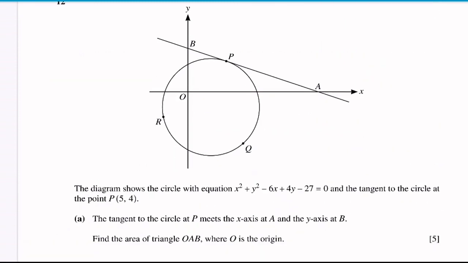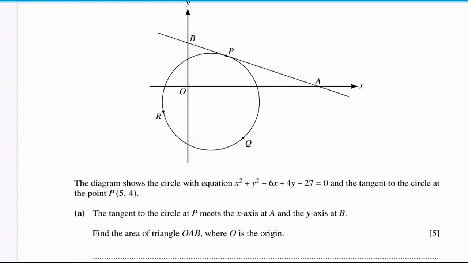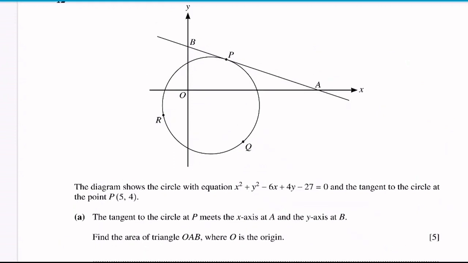So we can see some interesting question here. They gave us this diagram. Let's see what is happening. The diagram shows a circle with this equation, and the tangent to the circle at a point P, which is 5, 4. They already give us the point 5, 4. The tangent to the circle at P meets the x-axis at A and the y-axis at B. Find the area of the triangle OAB where O is the origin.